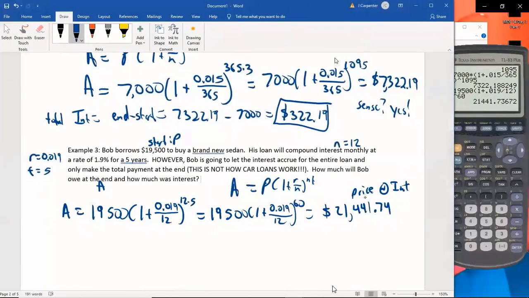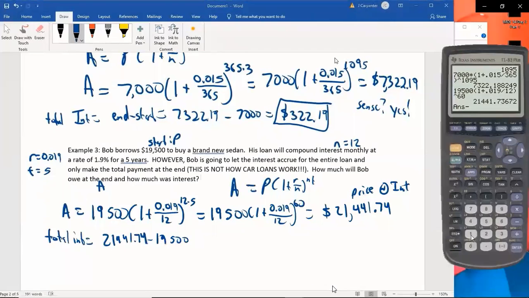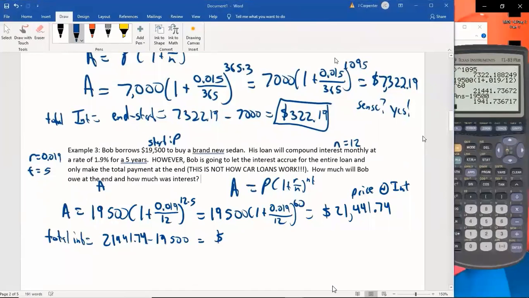You can see the dollars and cents there, meaning that the total interest, being the end minus the start value, would be the 21,441.74 minus 19,500. So we can just go minus 19,500. And we get $1,941.74. There we go. There's our total interest. That's how much money Bob's friend made for doing this weird loan that, again, is not how things would normally be done. I don't know how many times I have to say that.